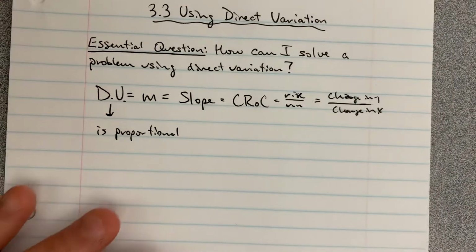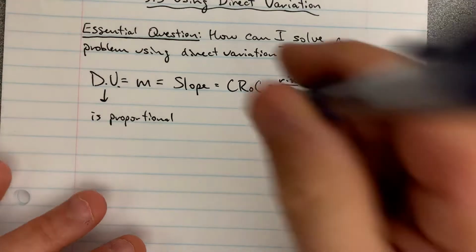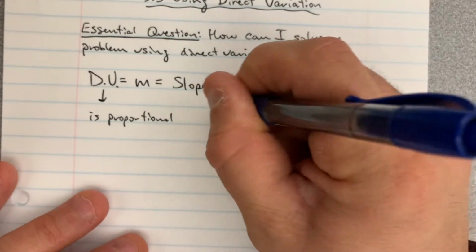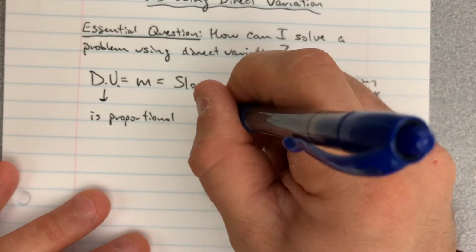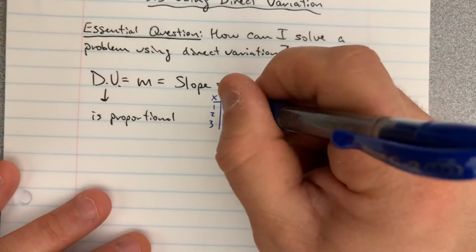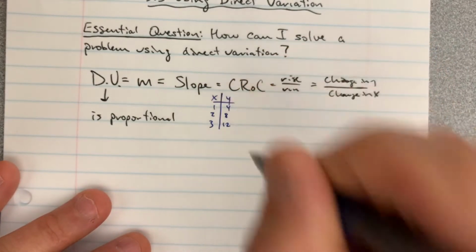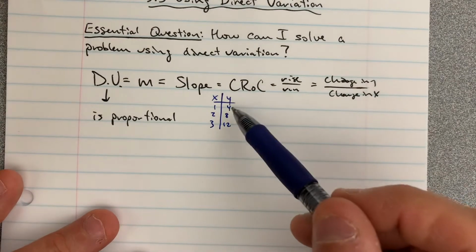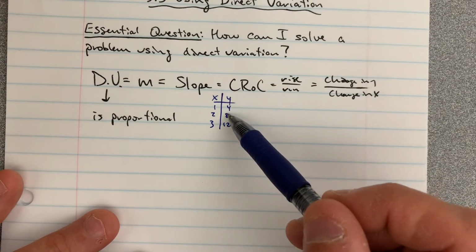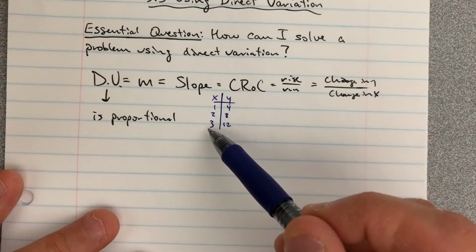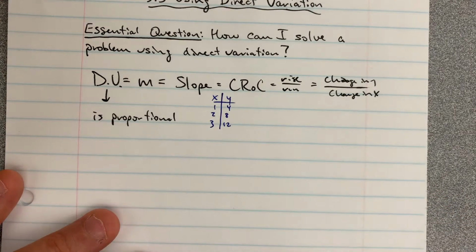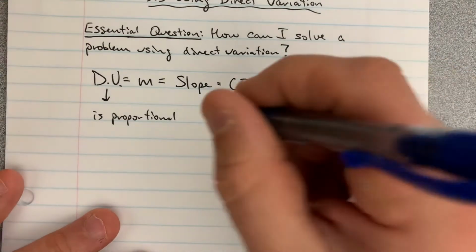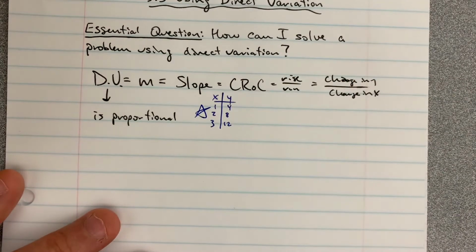As a reminder, to see if information is proportional, I'll give you a little XY table here. Let's go 1, 2, 3, 4, 8, 12. In this situation, I see that we have a constant rate, going up by 4 on my y and up by 1 on my x, so it's 4 over 1. And when I divide, I get 4 every single time. So this one is proportional.